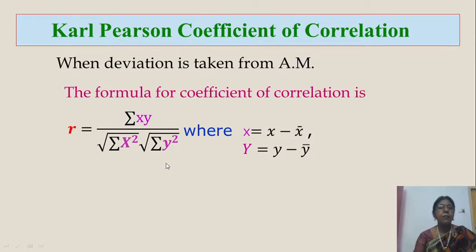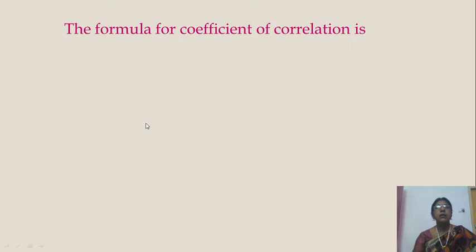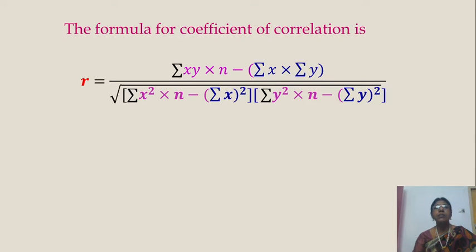In another way it can be written as sigma, in place of capital X put X minus X bar, and in place of capital Y put Y minus Y bar. Similarly, in place of capital X square, X minus X bar whole square, and capital Y square, Y minus Y bar whole square. It is the same formula in terms of small letters. Remember either one. So remember the first formula. Next, there is another formula for the coefficient of correlation, this one. It is better to remember the first formula.